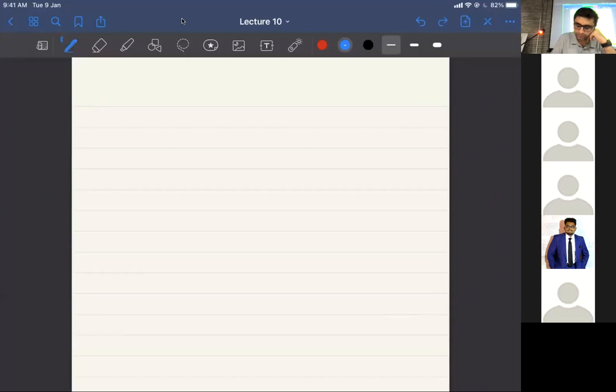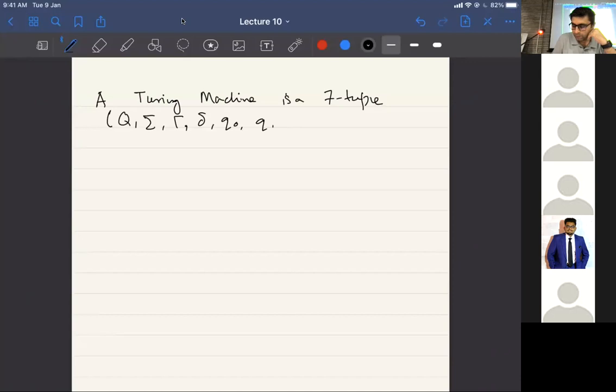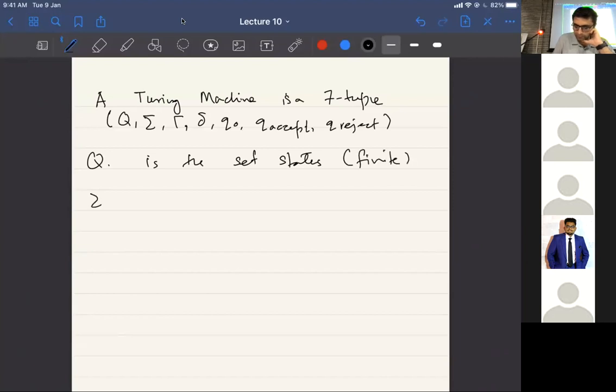So we say that a Turing machine is a seven tuple. Okay, there are seven things which define a Turing machine. Q, sigma, gamma, delta, Q0, Q accept, Q reject. Okay. So Q is the finite set of states. It has to be finite. Okay. Sigma is the alphabet. It is fixed and finite.